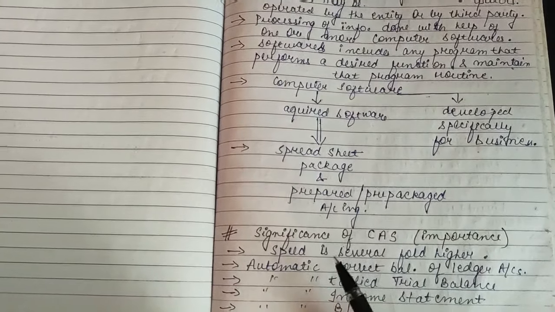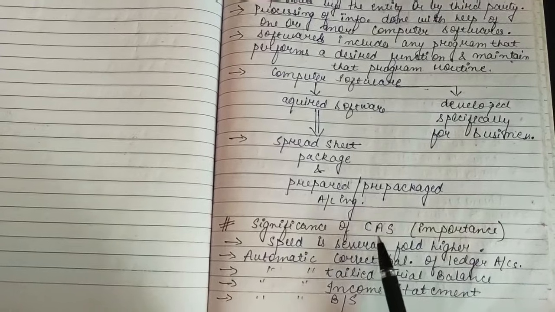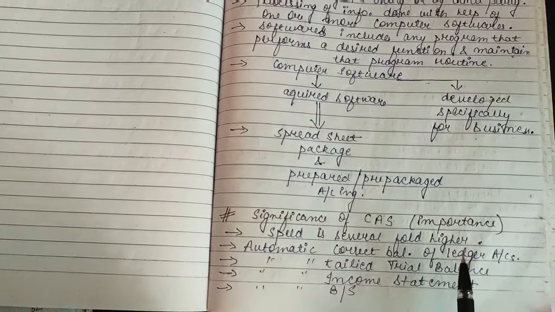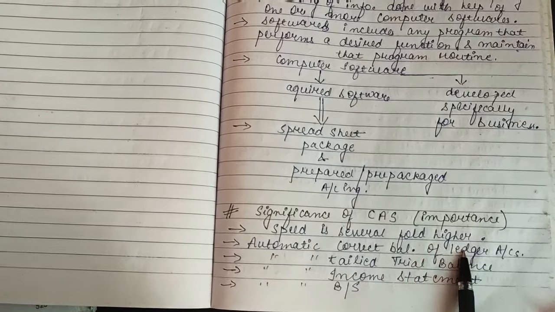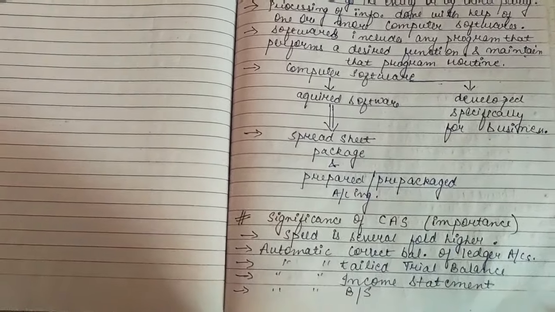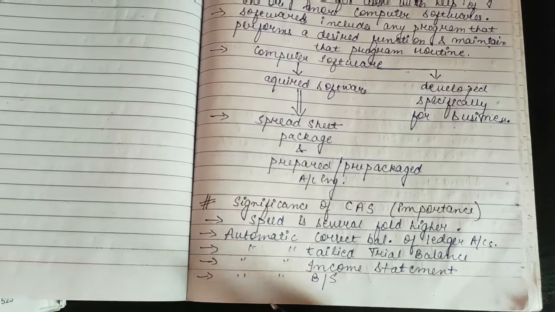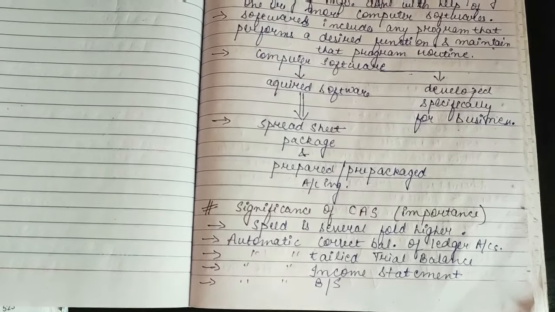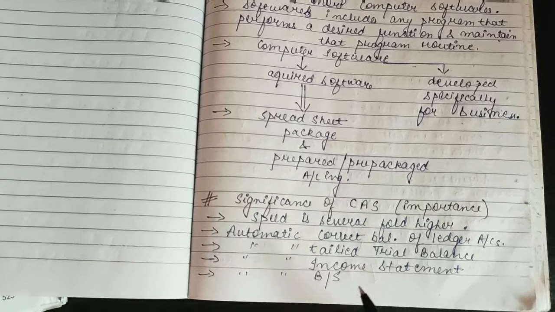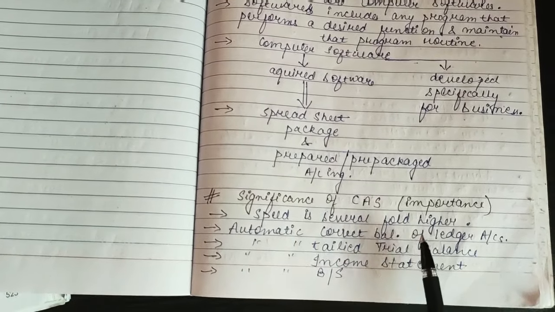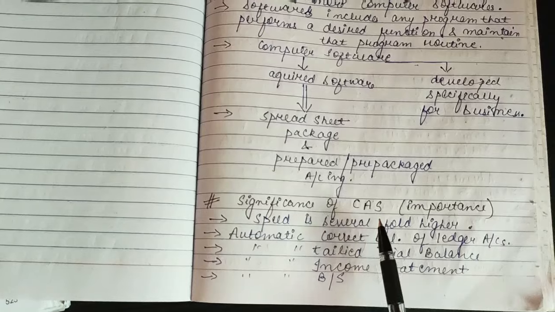Now what is the significance, that is importance, of computerized accounting system? The importance is as follows. The speed will be several fold higher. Of course, if anyone wants their work to get done fast, then he will approach the latest technologies and not the manual work. So the speed is several fold higher in computerized accounting system.